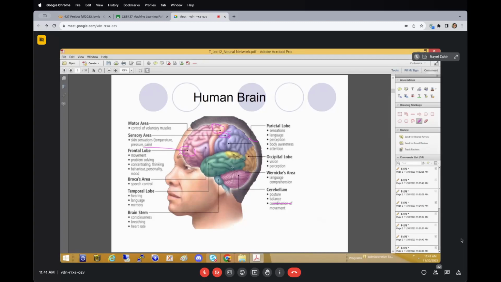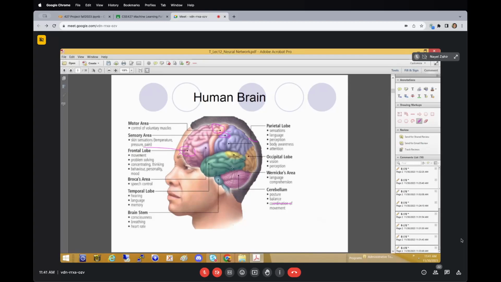But we have the neural networks. Actually we want to simulate the brain, but the problem of our traditional neural network is this: the human brain can be segregated into different parts, like the motor area, sensory area, frontal lobe, temporal lobe, and occipital lobe. So different segments, and one brain actually works for different purposes.